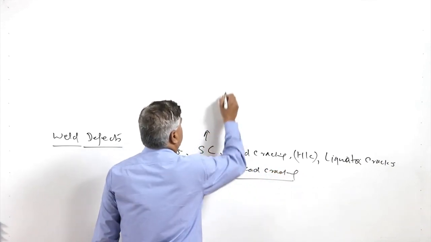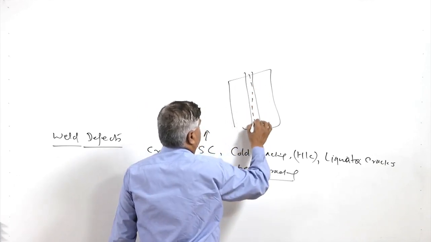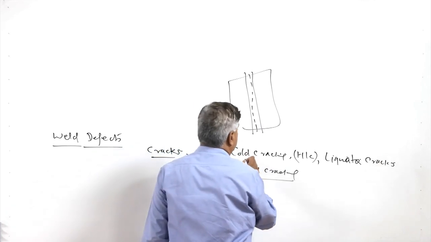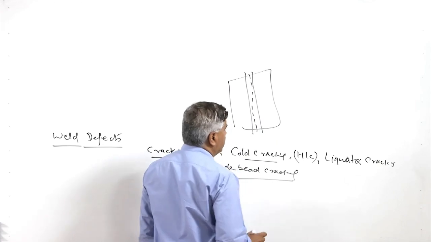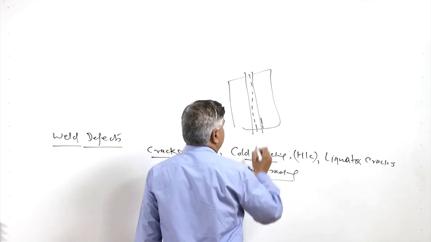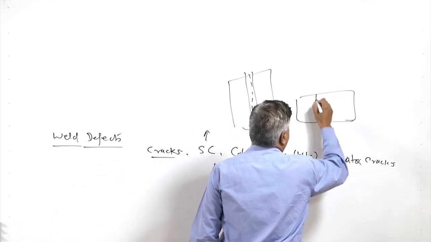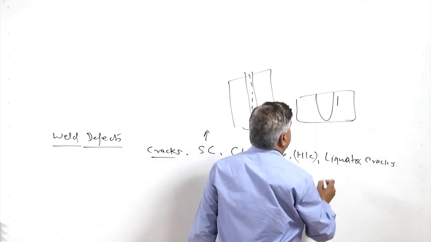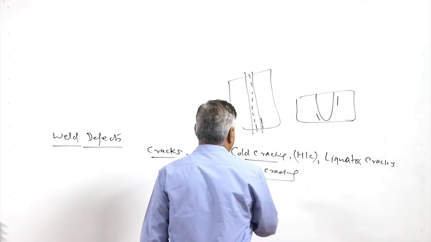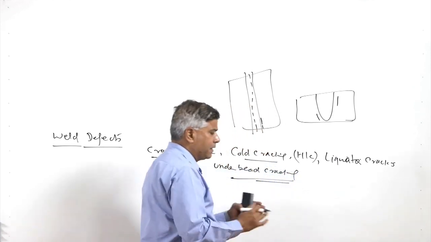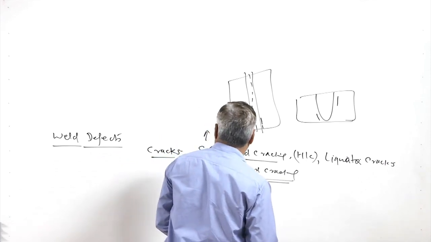Solidification crack is mostly observed at the center line of the weld joint. Cold cracking occurs mostly in the weld metal and also in the heat affected zone. Liquation cracks occur near the fusion boundary, and underbead cracking occurs below the weld bead, near the heat affected zone, due to the suppression of the metal and the inclusions and due to the tensile residual stresses acting in the weld joints.